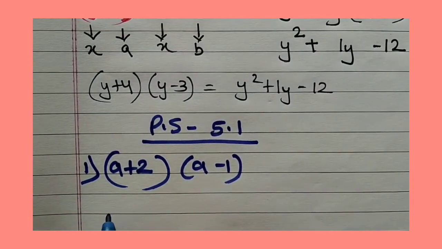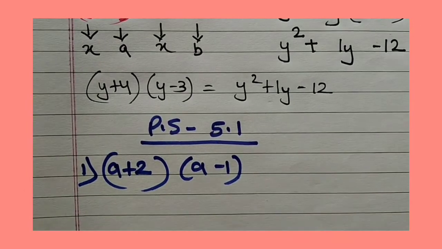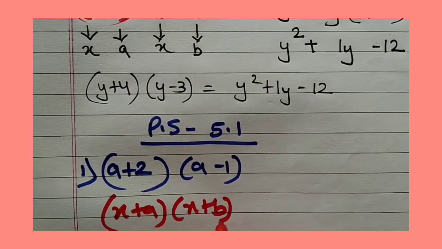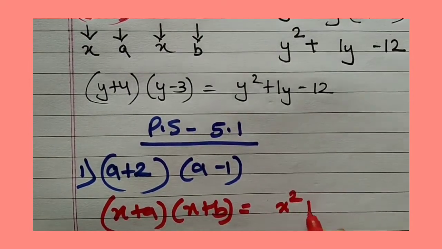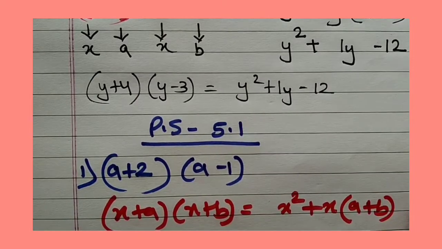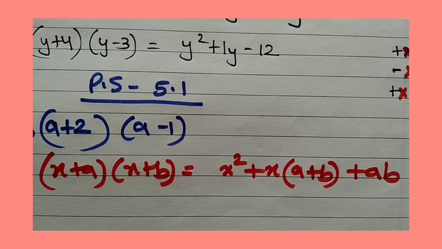First we'll write a formula. What is the formula now? What formula will we be writing? It is x plus a into x plus b is equal to x square plus x into a plus b plus ab. So write down the formula always and then start with the sum.